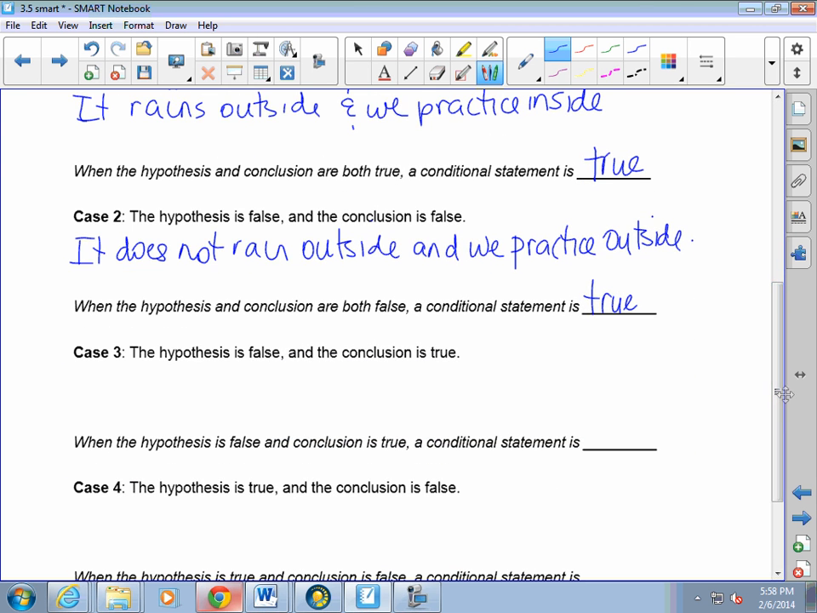The hypothesis is false and the conclusion is true. So it does not rain.